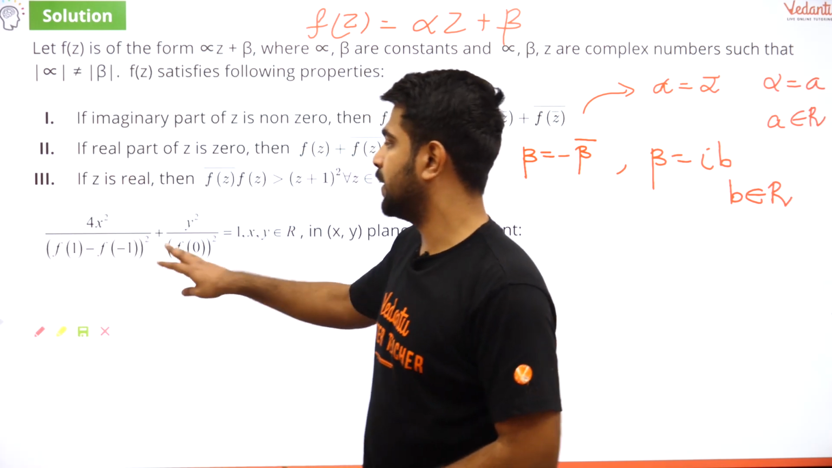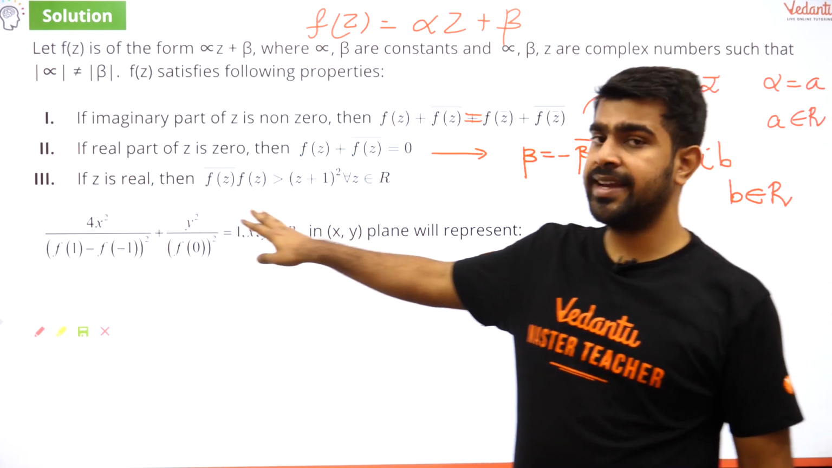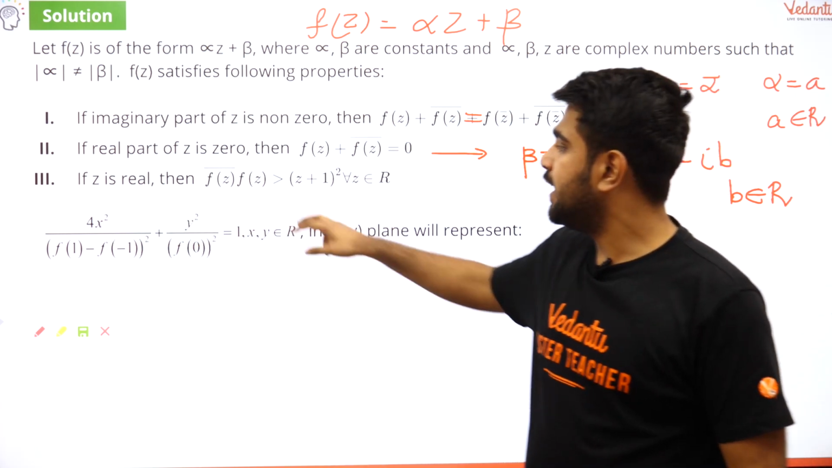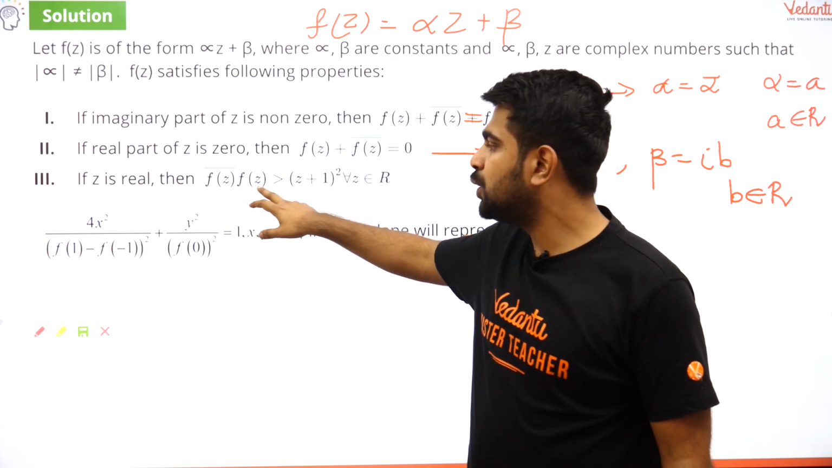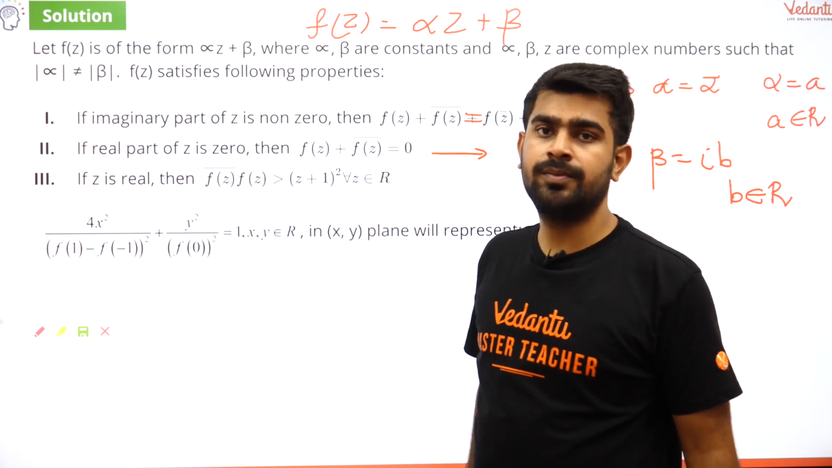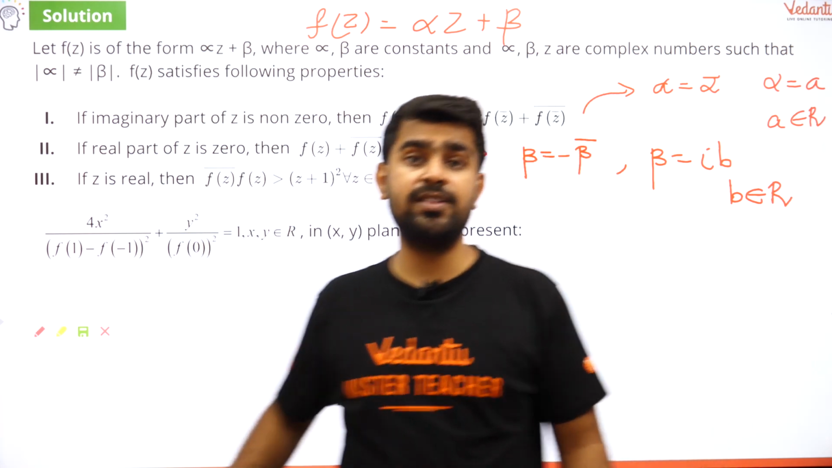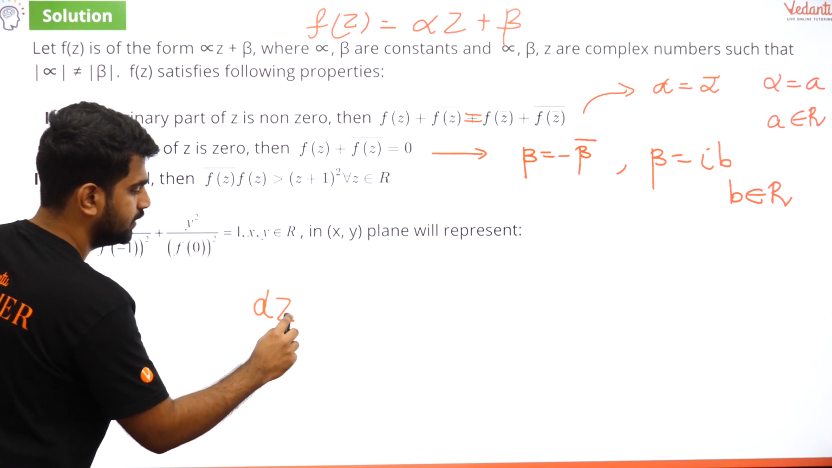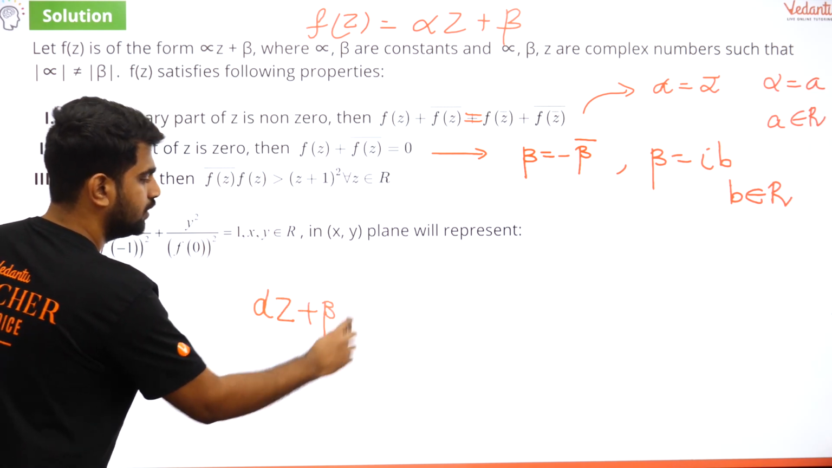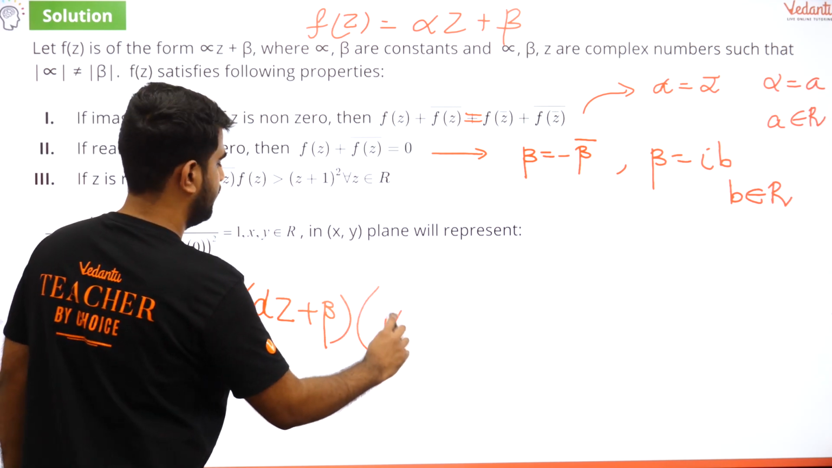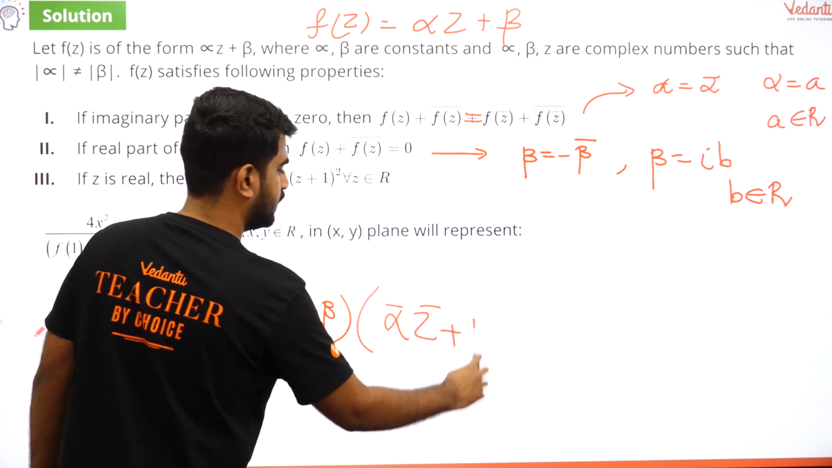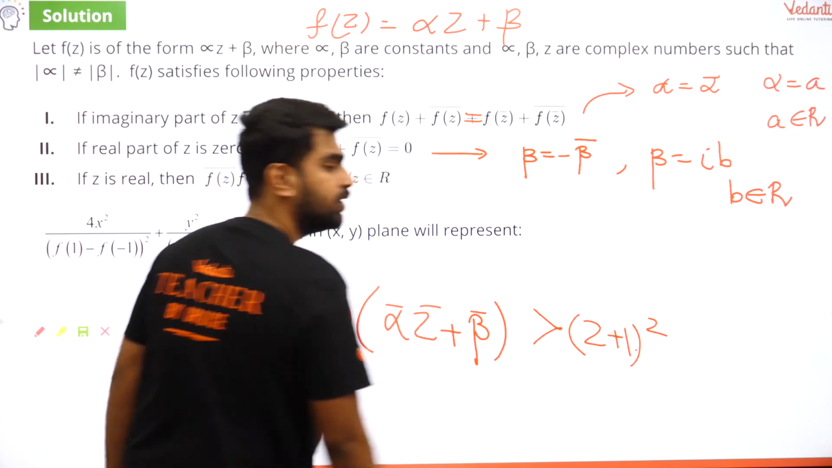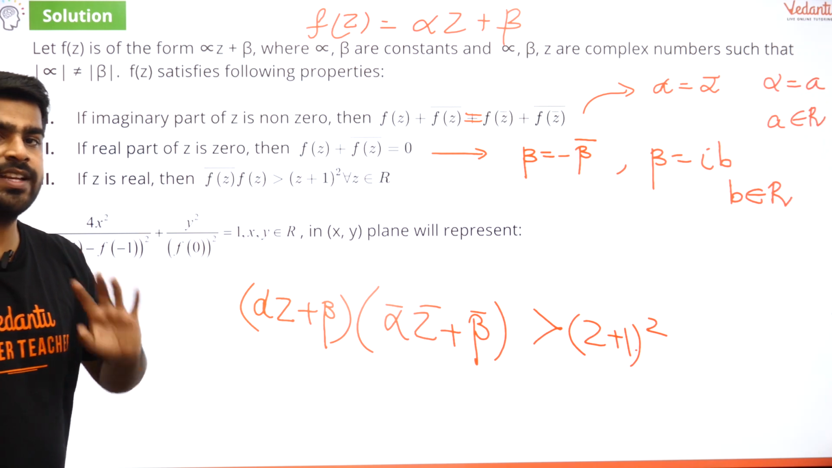Now let us go to the third one. So what does the third one say? The third one says that if my z is real, then f of z bar into f of z is greater than or equal to z plus 1 the whole square. So let us write that down. Alpha z plus beta into alpha bar z bar plus beta bar is greater than or equal to z plus 1 whole square. Z is a purely real number.